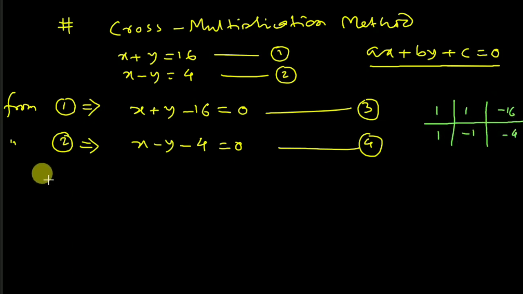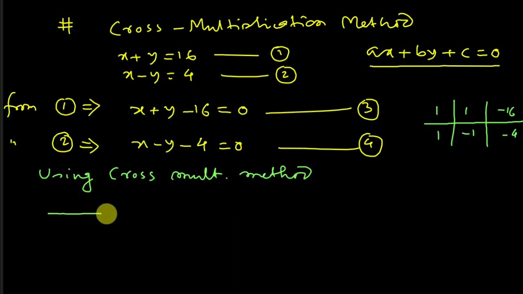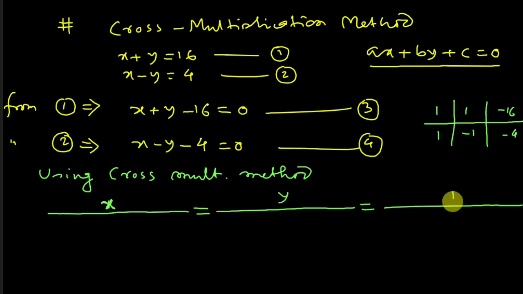Now you have to write using the cross multiplication method. When you apply this method, you have to follow some system. First of all, you have to write x upon something, and the second, y upon something, and 1 divided by some measure. There will be a minus sign, there will be another minus sign. Before the minus there will be some number, after that you will get a number. So what numbers will be given in the parentheses, you observe carefully.